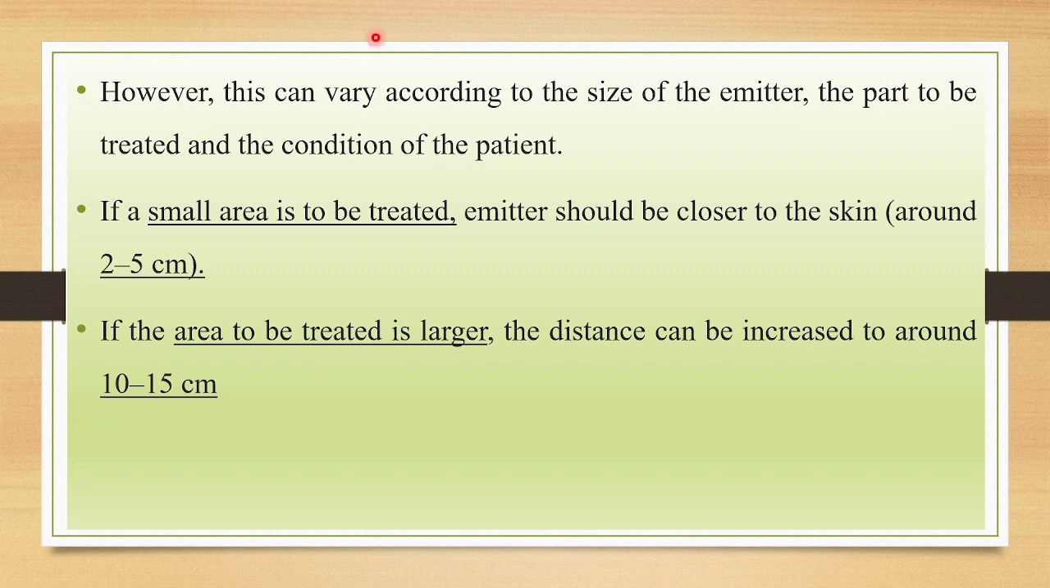So the placement of the emitter depends upon the size of the treatment area. If the treatment area is smaller, we need to keep the emitter nearer to the affected area, that is the skin, around 2 to 5 centimeter. And if the treatment area is larger, we need to keep it at an increased distance, around 10 to 15 centimeter from the affected area or the treatment part.